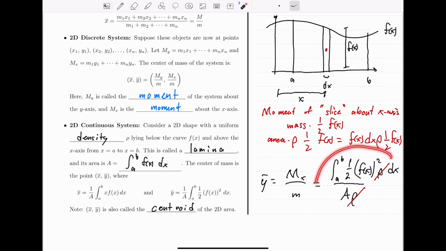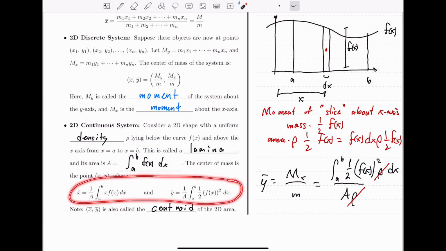And this expression here that we get for y bar exactly corresponds to what we were expecting. So to summarize this, if we have a two-dimensional lamina underneath some function f of x from x equals a to x equals b, as long as the density of the lamina is constant, we don't even need to know what the density is, the center of mass for this system is given by x bar and y bar with these formulas here. Let's practice using these formulas in some examples.